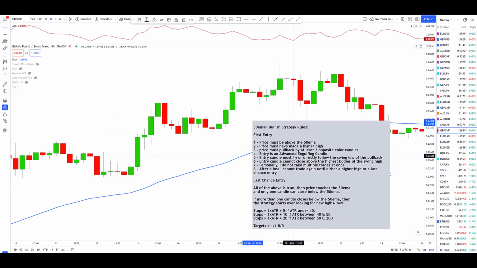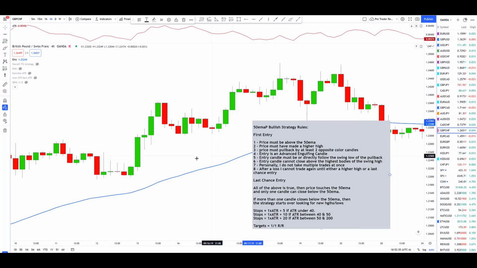Do we have a candle that is an advanced engulfing candle? Yes, we have our swing low engulfing candle. Rule number 5, if we go ahead and check off everything through here, is that the entry candle must be or directly follow the swing low of the pullback.